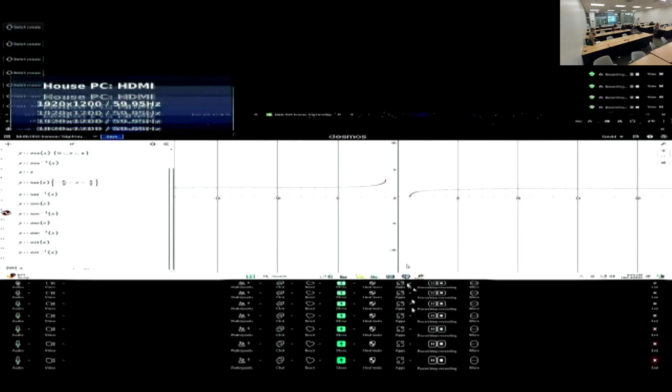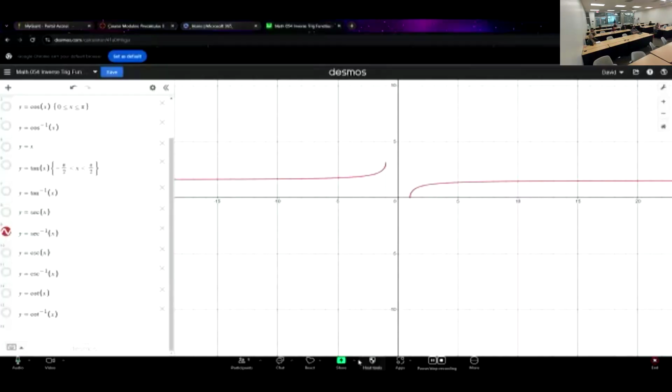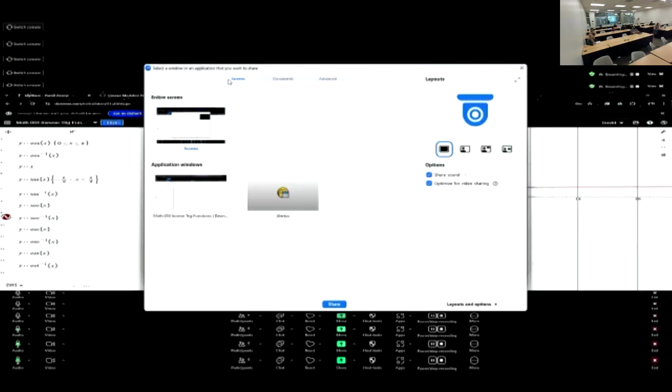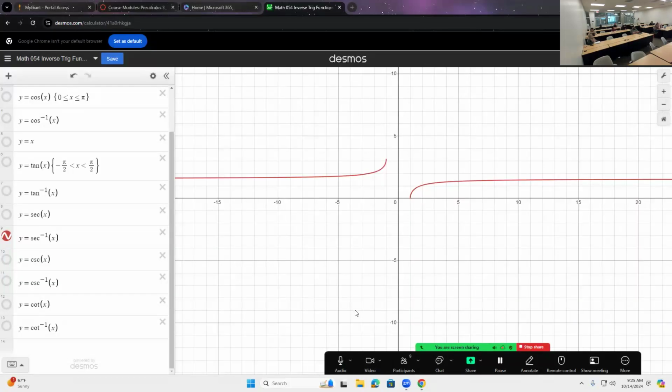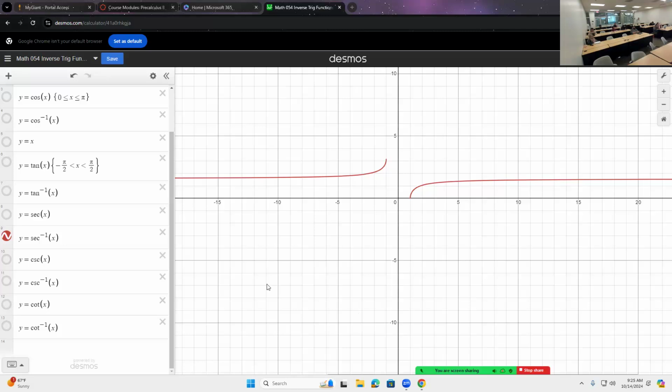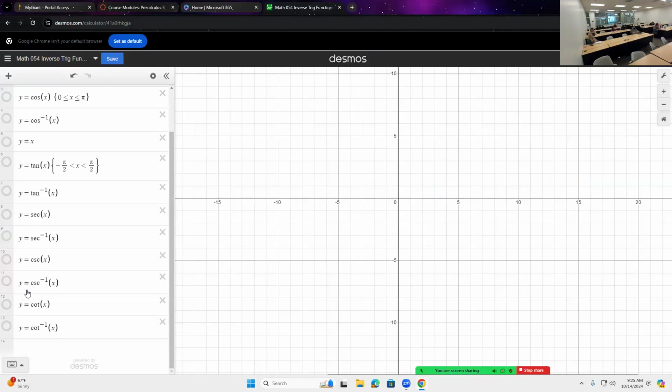Oh, I need to share screen, do that. Go quickly, there we go. So that's secant inverse. I'll show you cosecant inverse and cotangent, then we'll write down their things real quick.